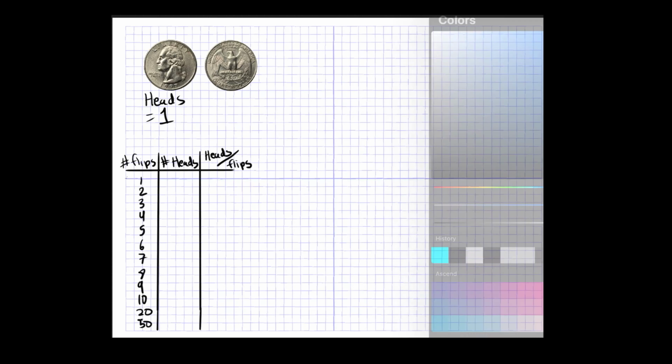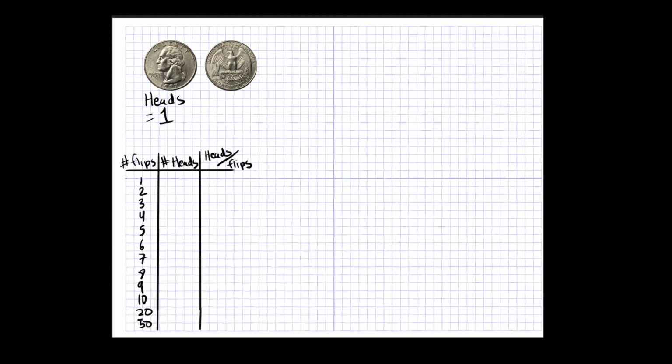Let's fill in some example data here. Let's say you flip it once and you get heads 1 time. That means your heads over flips is 1 heads over 1 flip, that equals 1. Let's say you flip it twice and you get 1 heads again, so that means 1 head out of 2 flips equals 0.5. Let's say you flip it 3 times, and I'm just making this data up. Let's say you get 3 heads, so you get 3 out of 3, then you get a value of 1 again. In this last example, let's say you get 3 heads out of 4 flips, that equals 0.75.